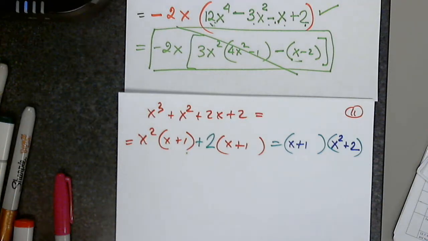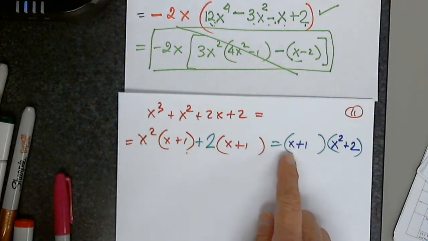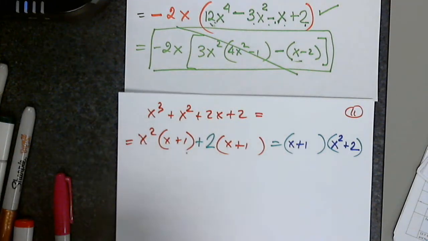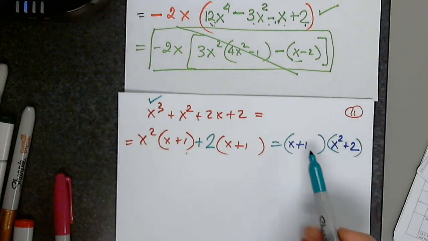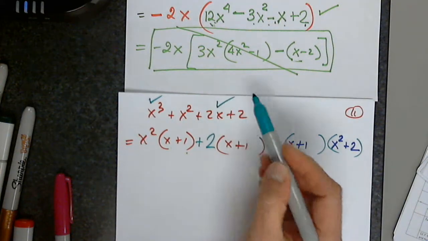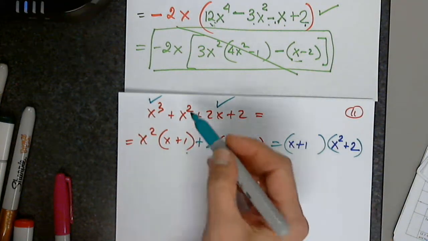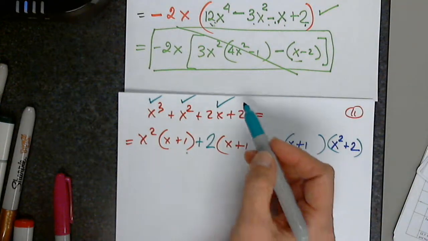If you ever have doubts, how would you check this? Right, here it is. X times x squared, and I get x cubed. Done. X times 2, and I get 2x. Done. 1 times x squared, and I get x squared. Done. And 1 times 2, I get 2.